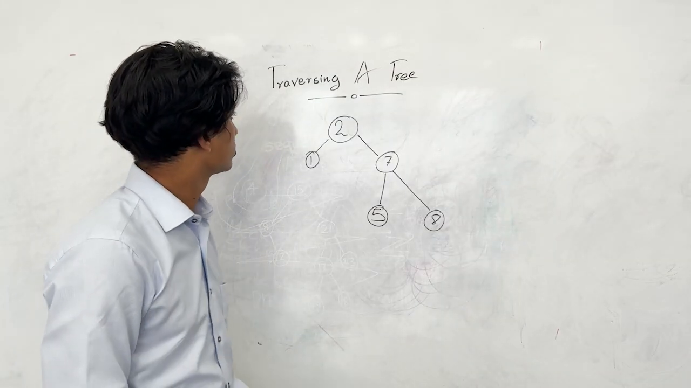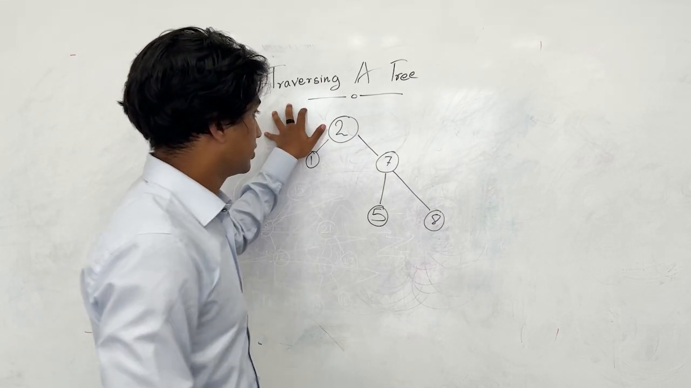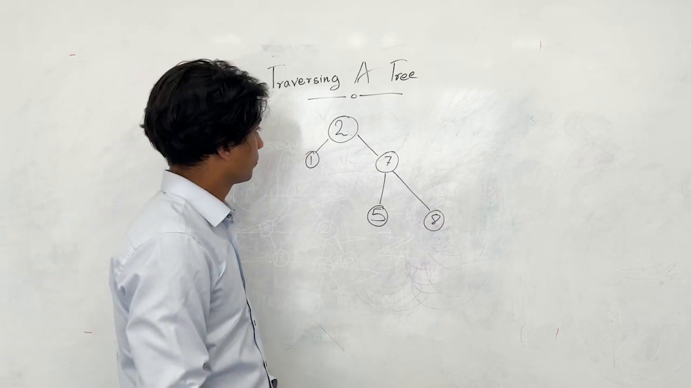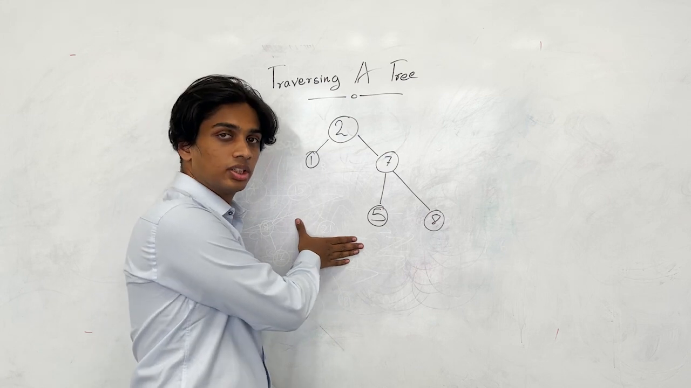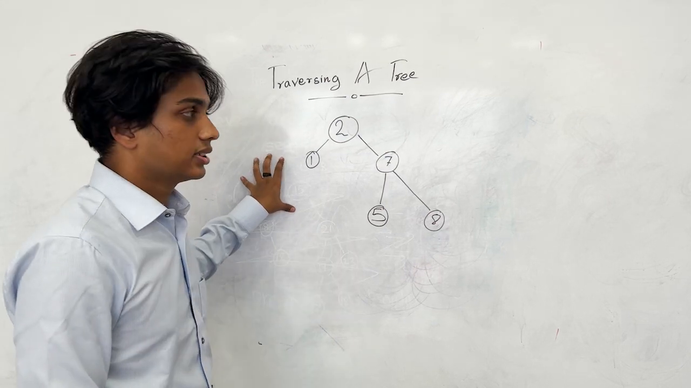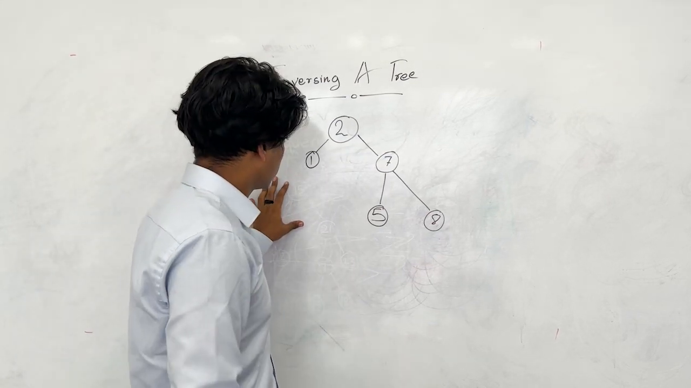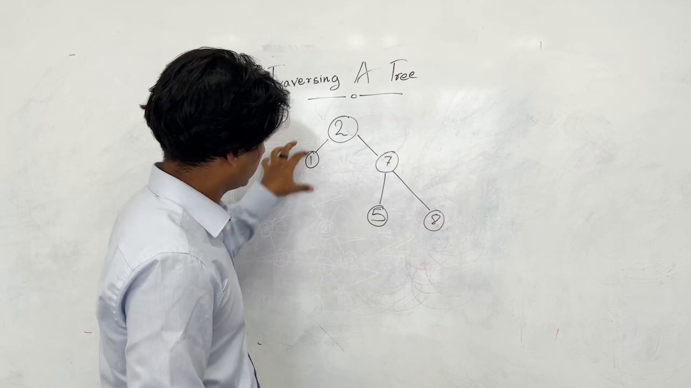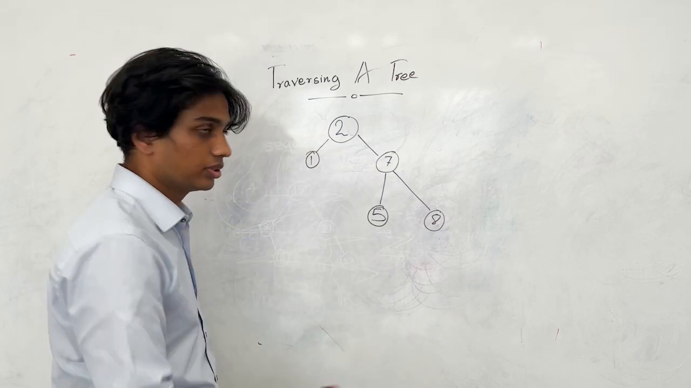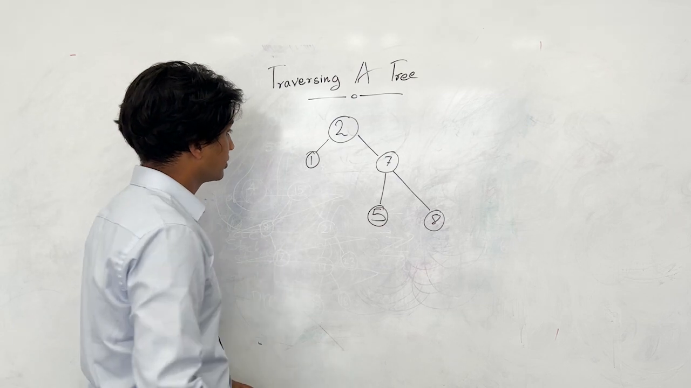Today we are going to talk about traversing a tree. So this is an example of a tree. A tree is a non-linear data structure. As you guys can see, there are several parts in a tree, so I'm going to name them for you.